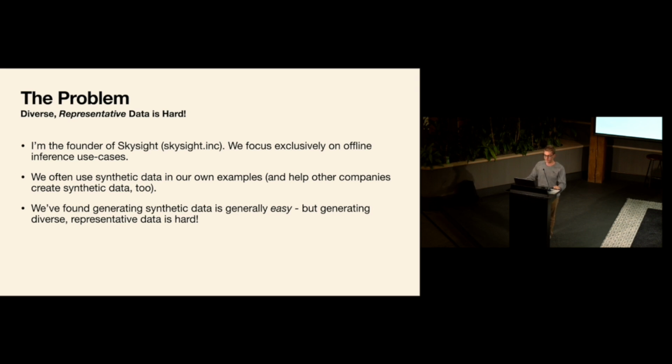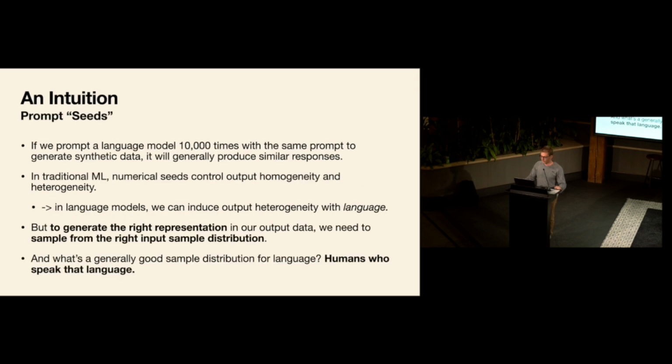We've found that generating synthetic data with LLMs is easy, as you all may know, but generating diverse, representative data is hard. If you're a data practitioner, maybe you understand this. We had an intuition a few weeks ago that in traditional numerical machine learning, you have the concept of seeds, and they're useful for either reproducibility or heterogeneity in ML models. If you set the same seed and run inference, it'll produce the same thing. So in the language world, we need to do something analogous. We need to create prompt seeds, language seeds that can be used ahead of a prompt.